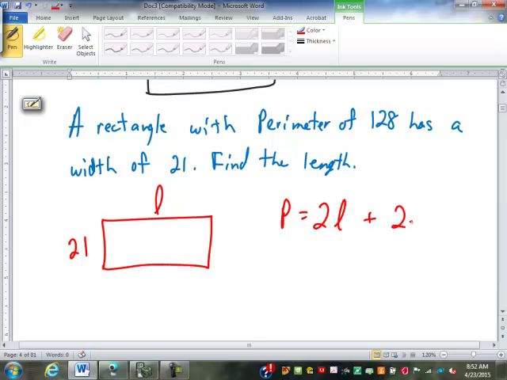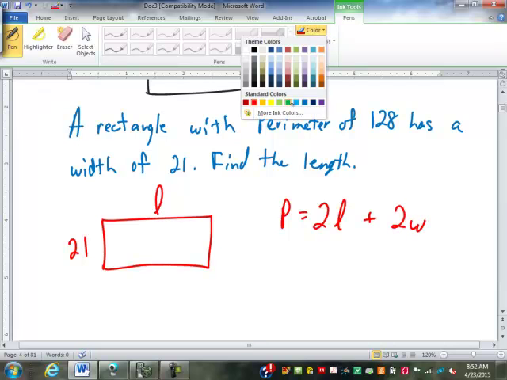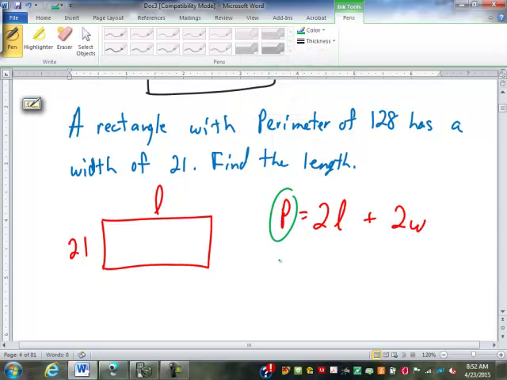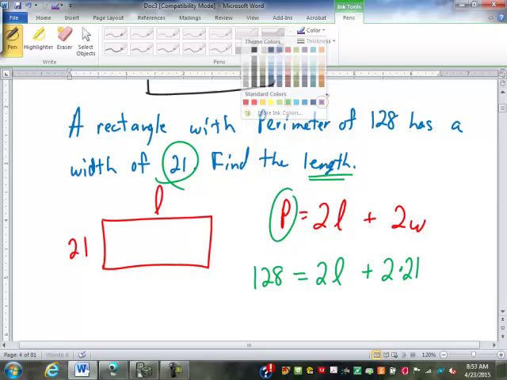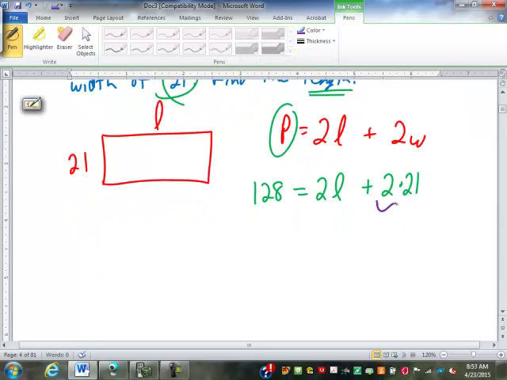I look at our formula, and I always write the formula out to make sure I fill things in correctly. The perimeter is 128, so I'm going to replace P with 128. The length is what we're looking for, so we're going to leave the L. W is the width, which we're given as 21. So we're going to put 2 times 21. So our first step, just like any of our other equations, is to simplify whatever we can. That's going to be the 2 times 21 here to get 42. So 128 equals 2L plus 42.